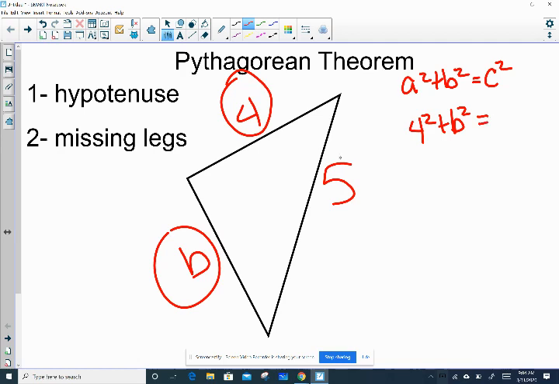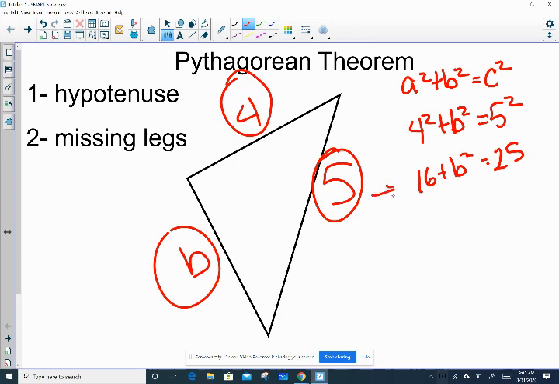b squared equals, now I know c, so I'm going to say 5 squared. Okay, so now all I do is I take 4 times 4 is 16 plus b squared equals 5 times 5 is 25. Remember, ladies and gentlemen, this is important to have a calculator by your side in order to do this stuff, because calculators are so valuable in finding lengths in the Pythagorean theorem.